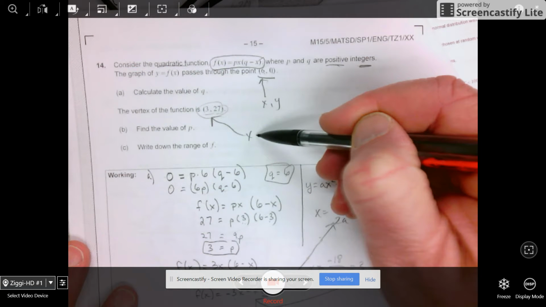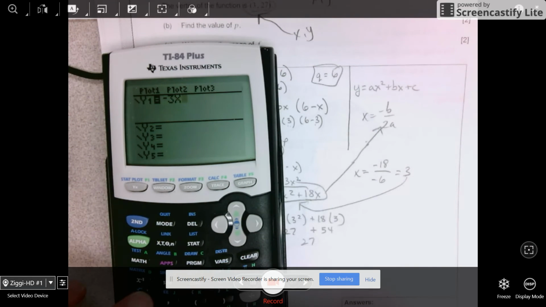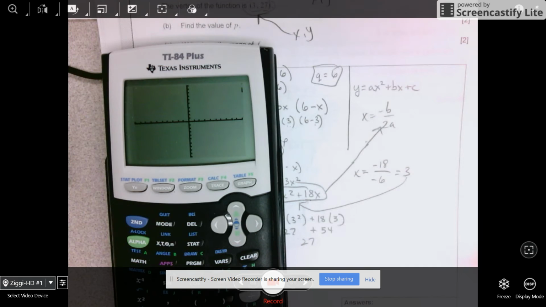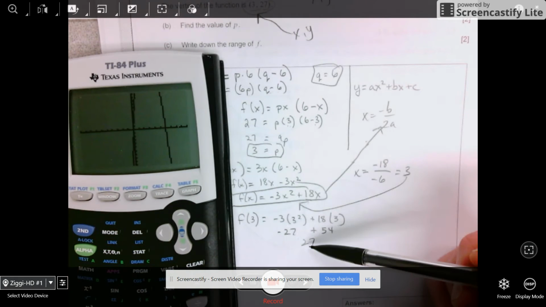Okay, and the last step says write down the range of f. Well, there's a couple ways you could do that. We now have an equation for f. You could just graph it. Negative 3x squared plus 18x. I know the vertex is (3, 27), and so I make this graph, go, man, I'd like to change my window, and say, oh, wait a minute. They had me find the vertex because the biggest y value is up here at 27.